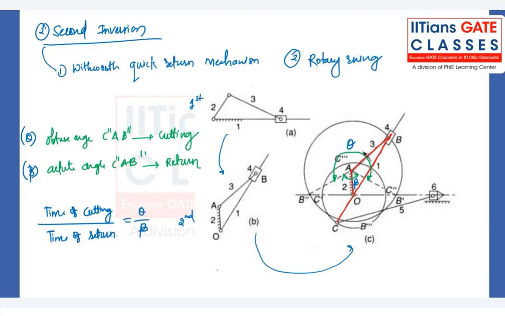I hope it's clear from this figure what is the logic behind the quick return mechanism. Because we are rotating by an obtuse angle during cutting and we are rotating by an acute angle during return. That is why time for cutting is more than time for return, and that can be achieved by using this second inversion of the slider crank chain.